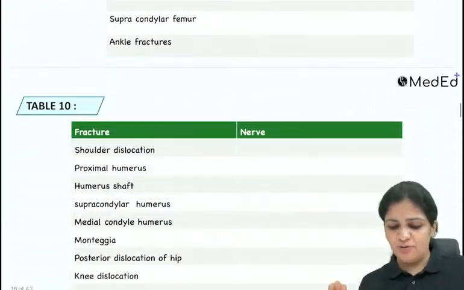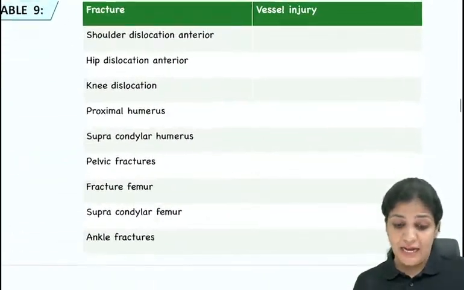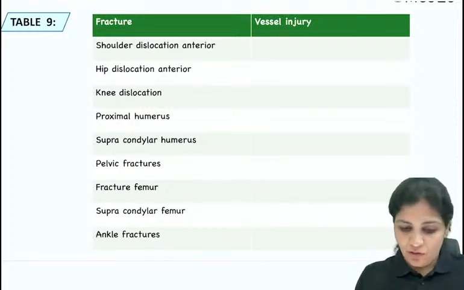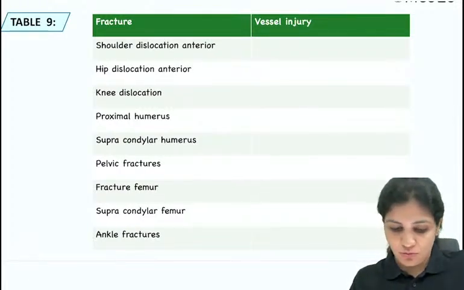Now, these two tables are usually very easy, but they are usually asked in the exam. Very important, not going to sleep. Let us try to write this.